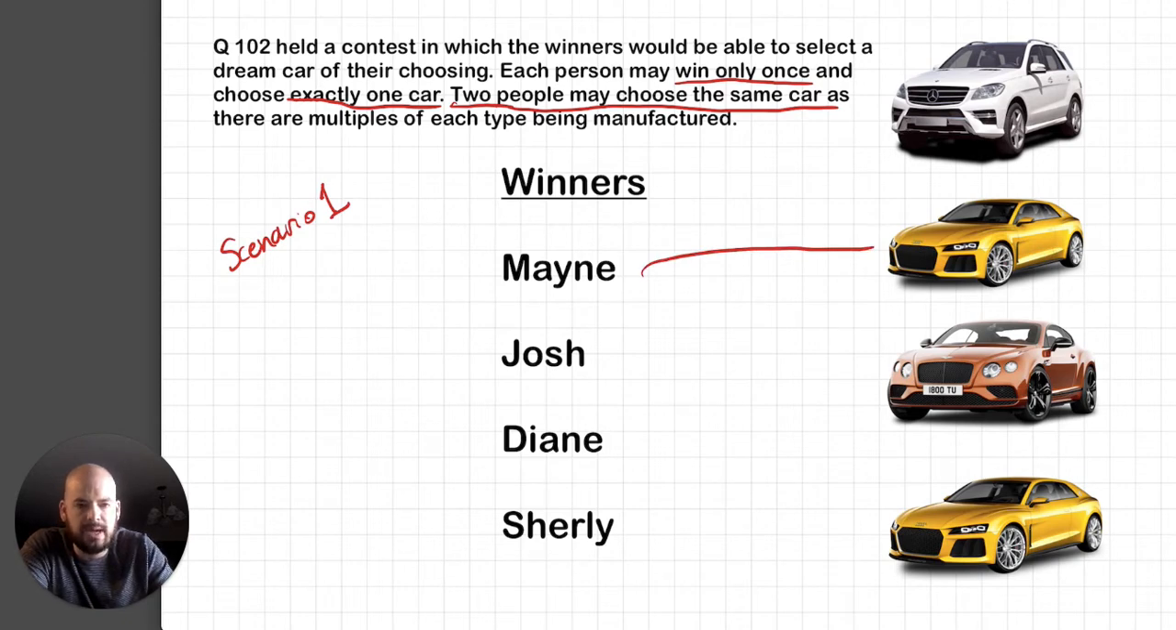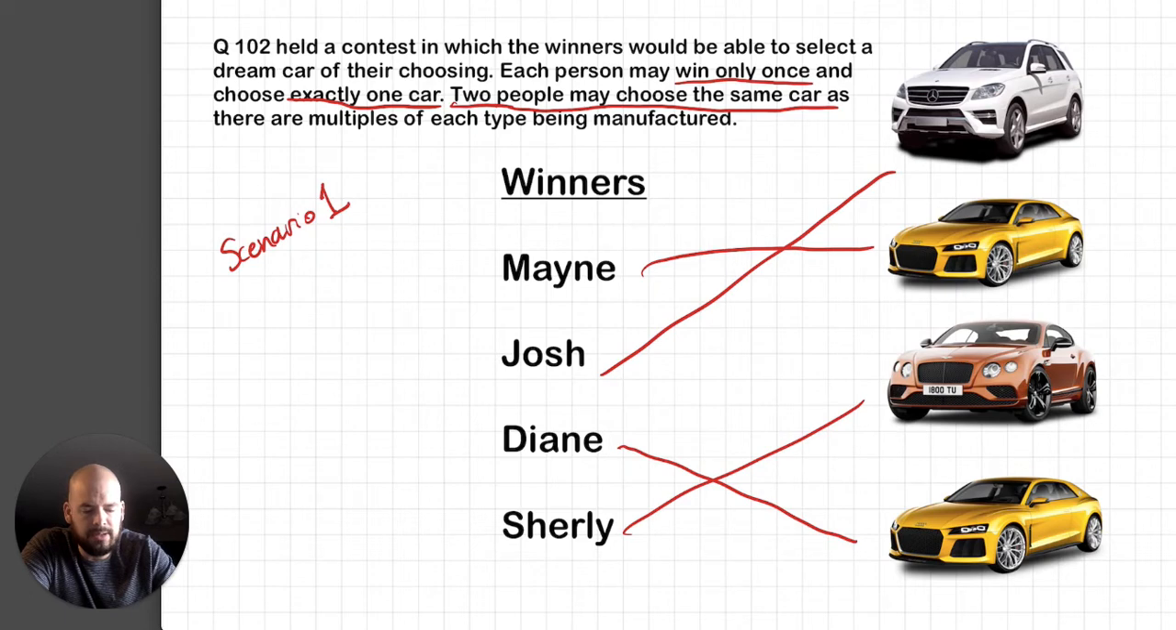He decides he wants this Audi right here. Josh picks a Mercedes. Diane also wants an Audi. And then Shirley likes this Bentley. Does scenario one fit the rules of the contest? Does it allow the contest to function properly?